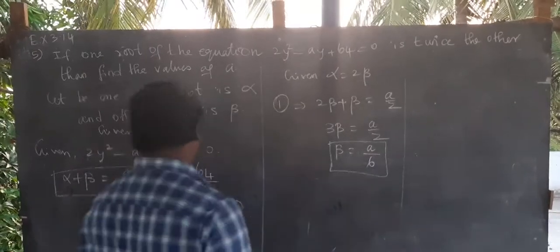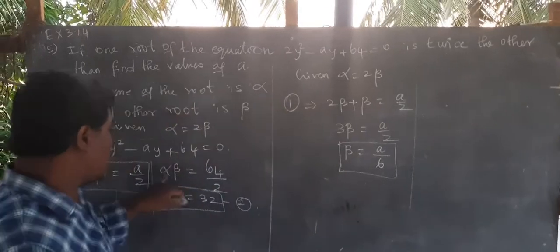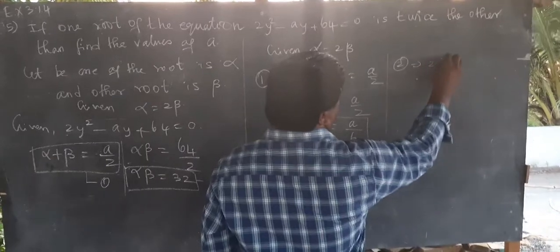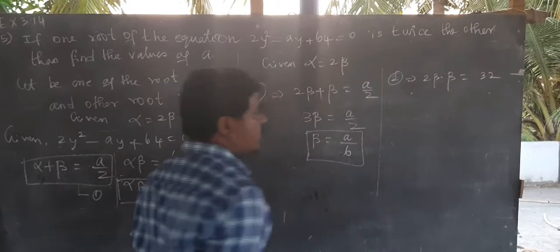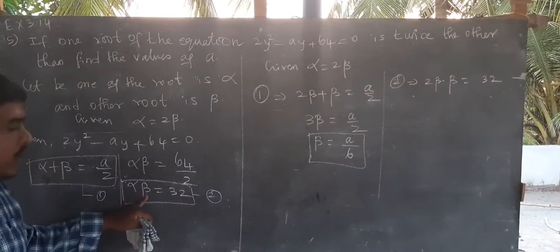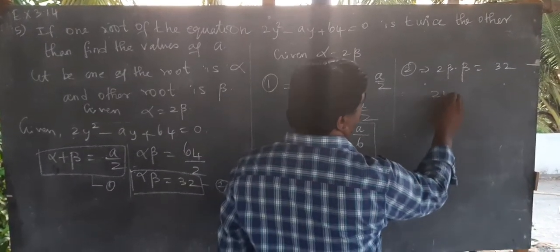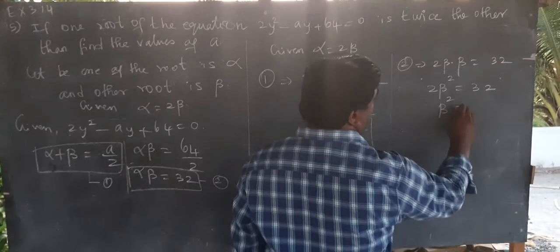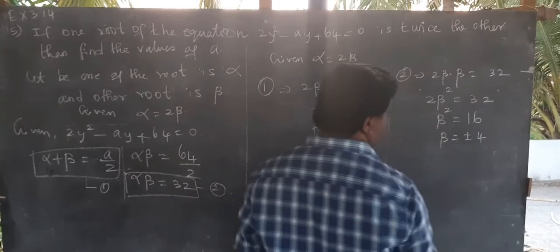Then here, on alpha we are having only alpha equal to what? 2 beta. So 2 beta into beta equal to 32. For this alpha, 2 beta, and we are having beta equal to 32. So 2 beta into beta equal to 2 beta square equal to 32. Beta square equal to 16. So beta equal to plus or minus 4.